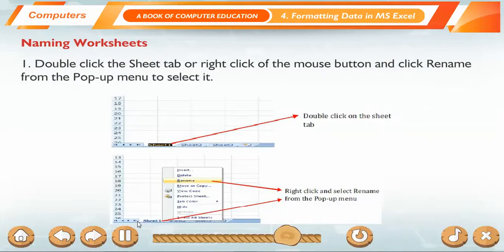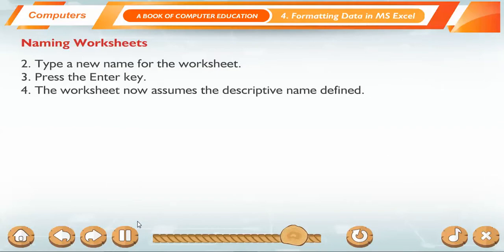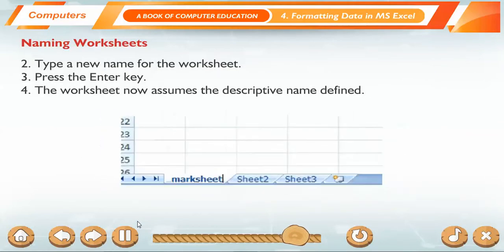Double-click the Sheet tab or right-click of the mouse button and click Rename from the pop-up menu to select it. Double-click on the Sheet tab. Right-click and select Rename from the pop-up menu. Type a new name for the worksheet. Press the Enter key. The worksheet now assumes the descriptive name defined.